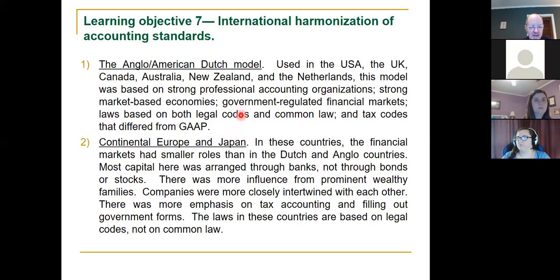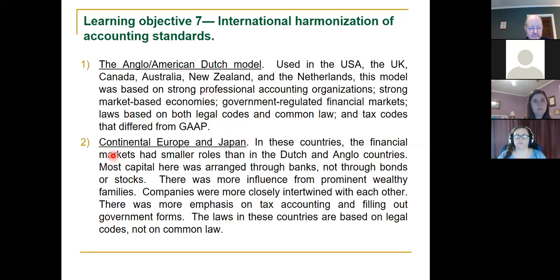At any rate, so they had private sector standard setting bodies, and each of them had a strong professional accounting organization like the AICPA in the United States. In Canada and the United Kingdom, they called them chartered accountants. And they had a lot of influence over auditing and setting the accounting standards.